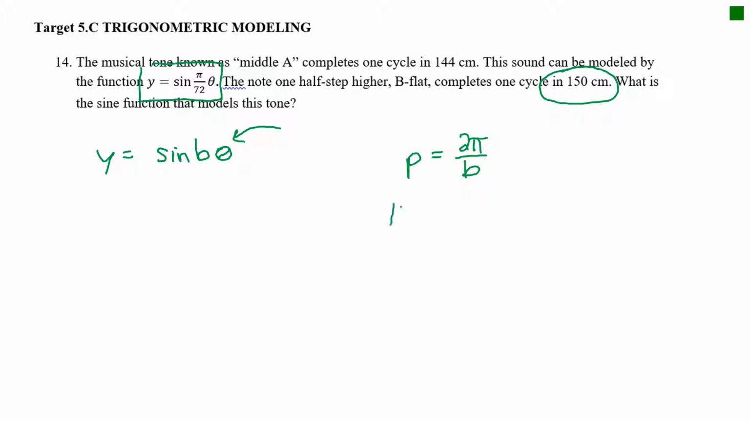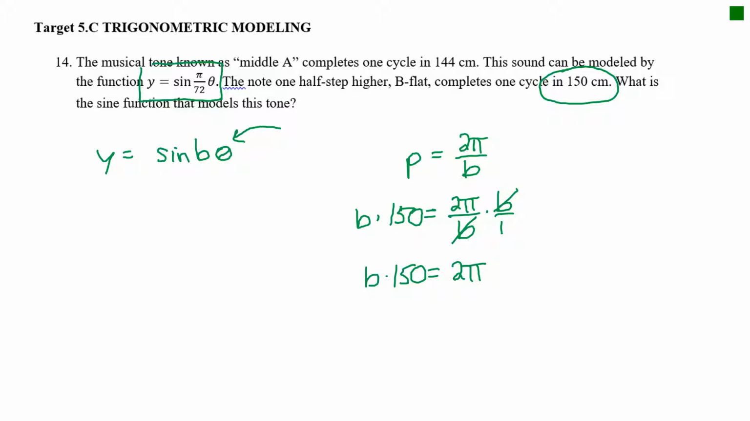So my new period or cycle length is 150. That's going to be equal to 2 pi over b. And now I got to solve this. So let's get rid of this fraction. To do that, I multiply it by b over 1. So b over b will cancel out. I have to multiply the left side by b as well. So I'm left with b times 150, which equals 2 pi.